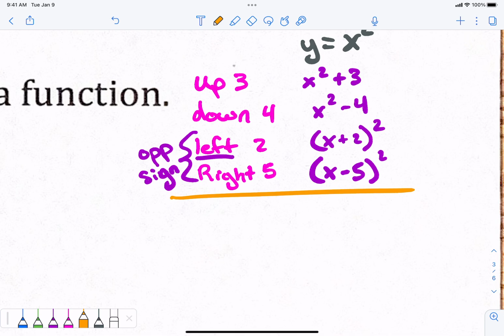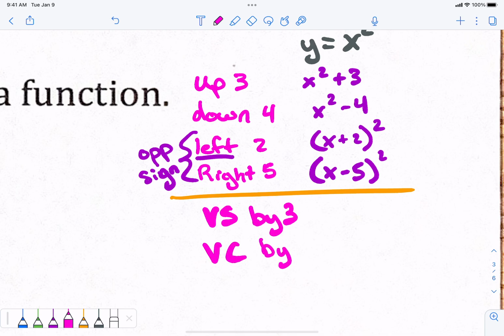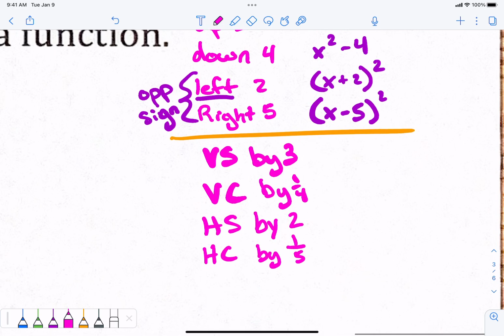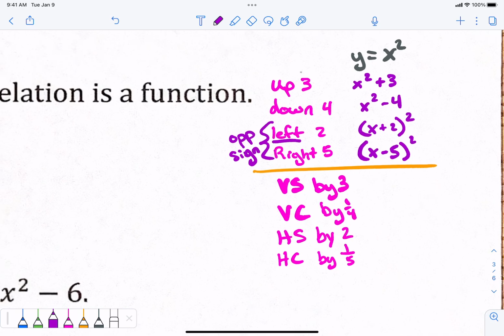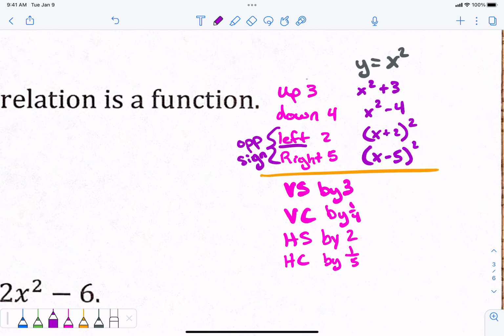Okay, now let's talk about the next ones, which are a vertical stretch by, let's say, 3, a vertical compression by 1/4, a horizontal stretch by 2, and a horizontal compression by 1/5. Let's see what those come out to look like. If I'm keeping my parent function as x squared, what does it look like when I vertically stretch by 3?